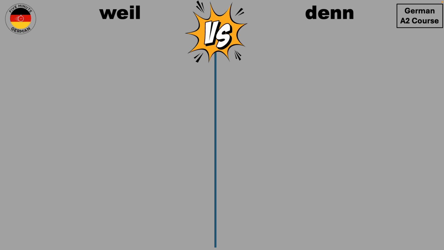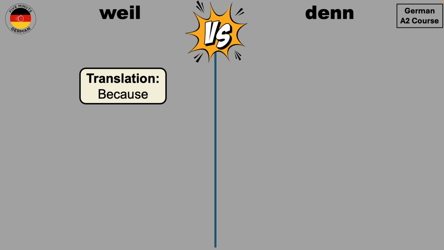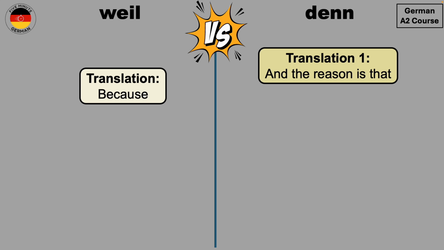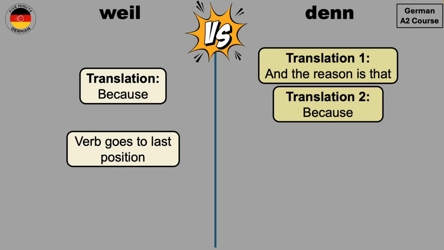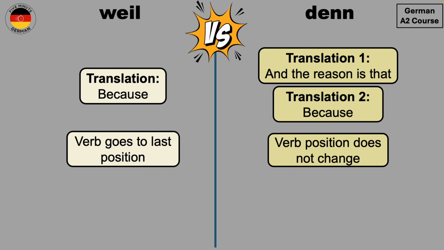Now let's do a side-by-side comparison between "weil" and "denn". So the translation for "weil" is "because". For "denn", we have two translations. The first one is "and the reason is that", and the second one is "because". Now in case of "weil", the verb goes to the last position or the end of the sentence. In case of "denn", the verb position does not change.